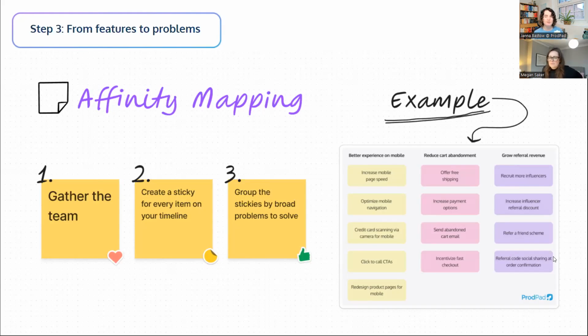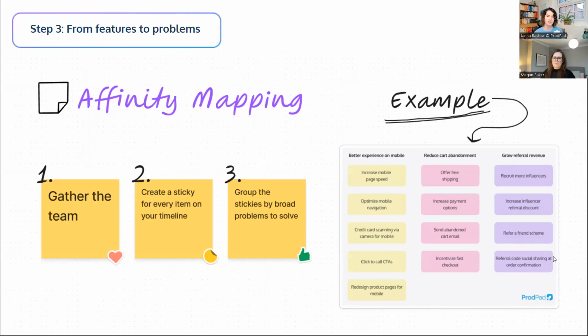These problems could be related to customers, like a common customer problem, or even related to business problems. So, for example, you might have a bunch of features on your timeline that are ideas related to helping your customers share content more easily, or features that are all attempts to improve collaboration for your users. In these cases, your problem to solve could be something like, how can we help customers collaborate more effectively?